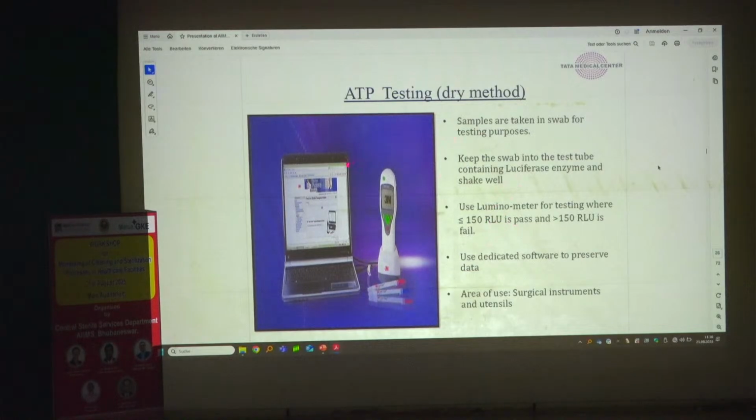There is no actual cleaning science behind it, because somebody said 100, somebody said 150, so as per the 3M guideline, which says 150, we are maintaining this 150. And we use dedicated software to preserve the data, and the area is for surgical instruments and utensils. We are practicing this.